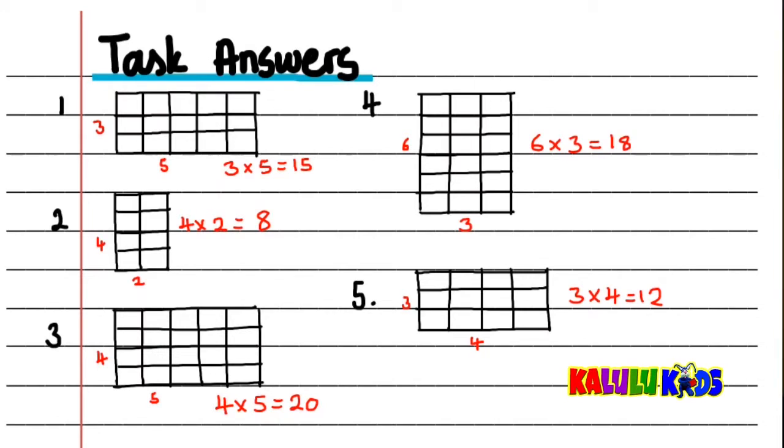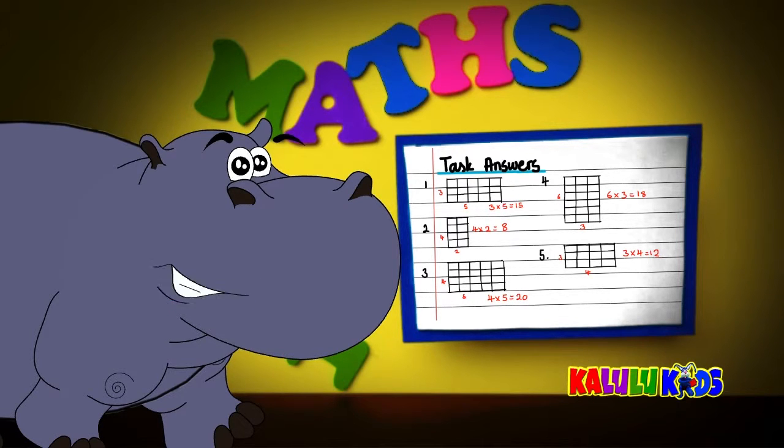Number 4 showed 6 rows multiplied by 3 columns, and the answer is 18. Number 5 showed 3 rows multiplied by 4 columns, and if you count the total number of objects in that array, the answer is 12. If you got everything right, well done. If you made any mistakes, go back to the example, study it, and try the independent task again. If you got it right, you are ready to move on to the challenge activity.